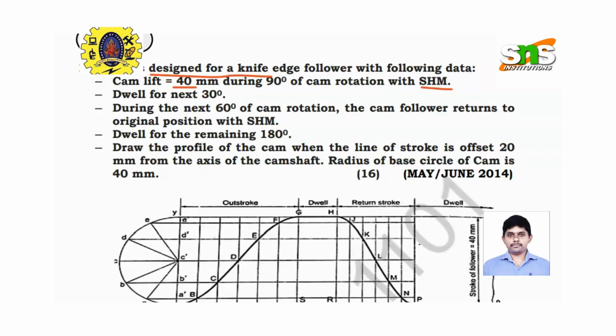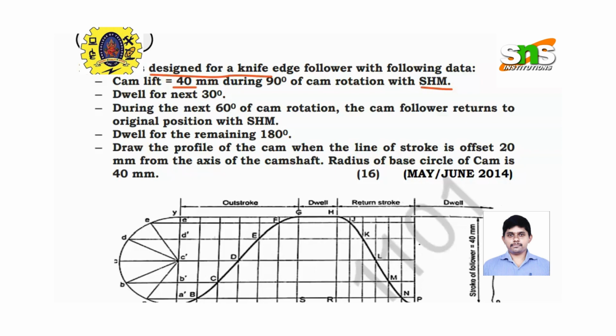Here the angles have been given. The first one is 30 degrees, the second one is 60 degrees, and the third dwell is 180 degrees. And the fourth one, the condition for this problem, is an offset. So we need to draw the cam diagram for the offset. For that we just need to construct it.